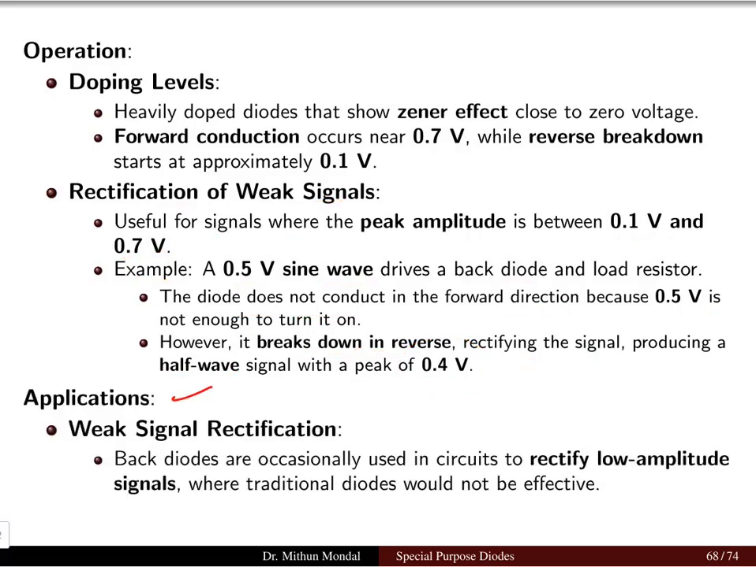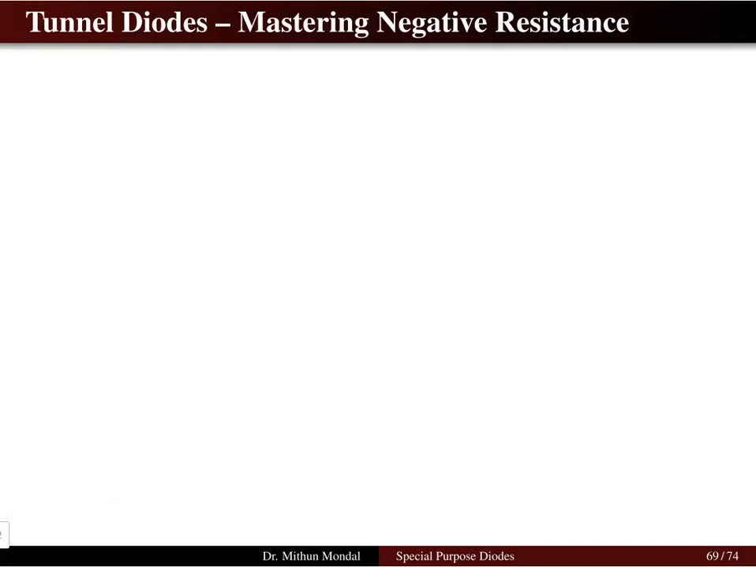The application, again, is weak signal rectification. Back diodes are occasionally used in circuits to rectify low amplitude signals where traditional diodes would not be effective. In reverse bias, where the signal is weak and you need to rectify the low amplitude signal, we cannot use traditional diodes.